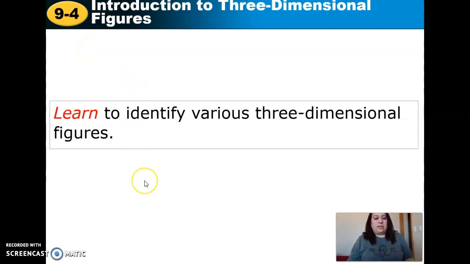So today is a really nice lesson. It's just very straightforward. We're going to look at some different shapes and learn how to name them and learn about faces, edges, that kind of thing.